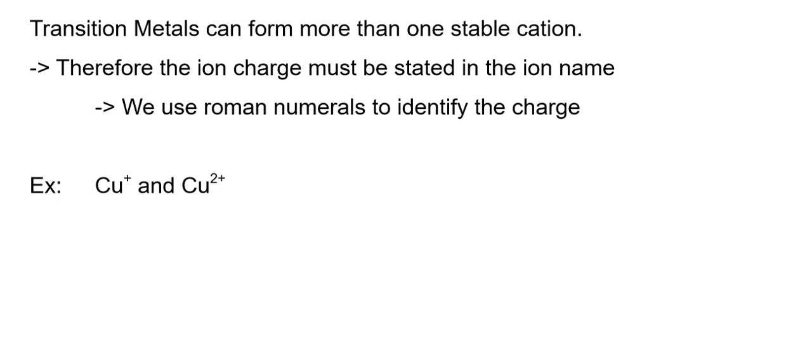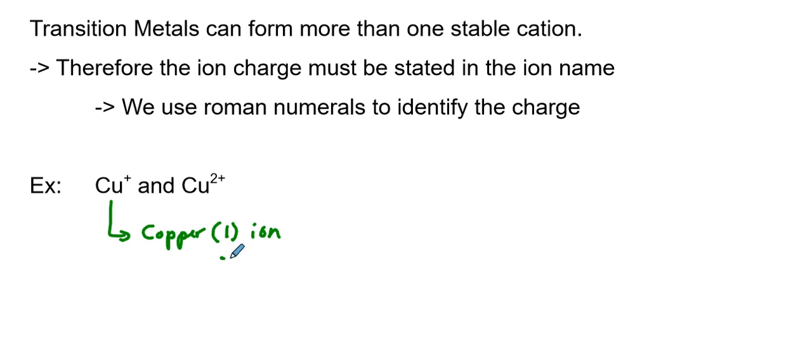So let's look at an example here of copper. If we look at the copper plus, we know that there's a 1 here that we don't write. And so this is copper. But again, we can't just say the copper ion. We have to say it's the copper 1. We put this in brackets, and we can put 1 like this and say ion.